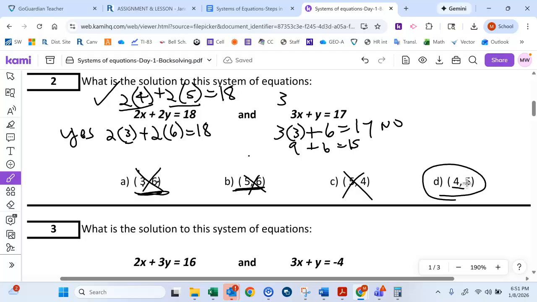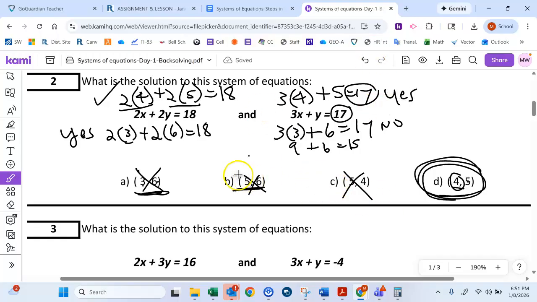And it also works here, so 3 times the x, which is 4, right there, plus y, which is 5. This would be 12, and again, use your calculator if you need to. This would be 12 plus 5, and that is equal to 17, so that checks over there, so that's a yes also.